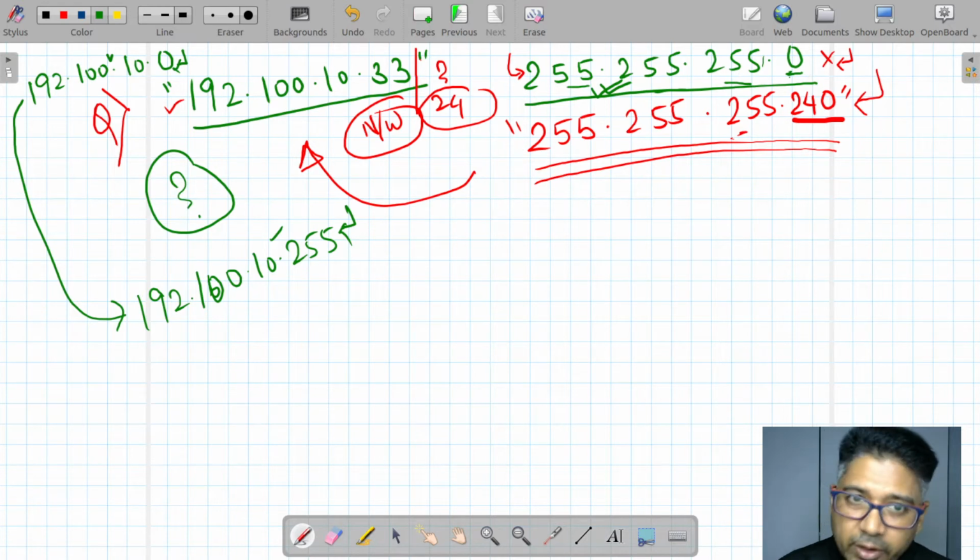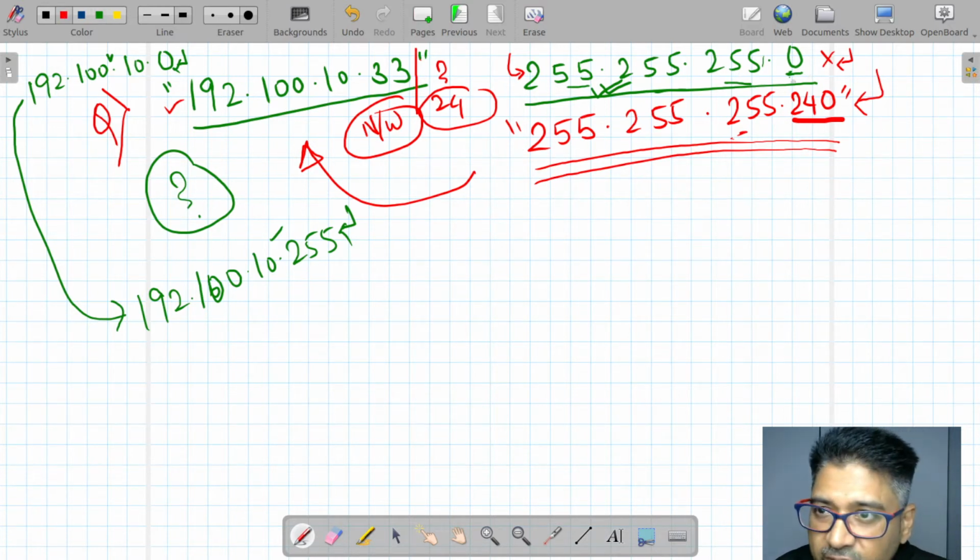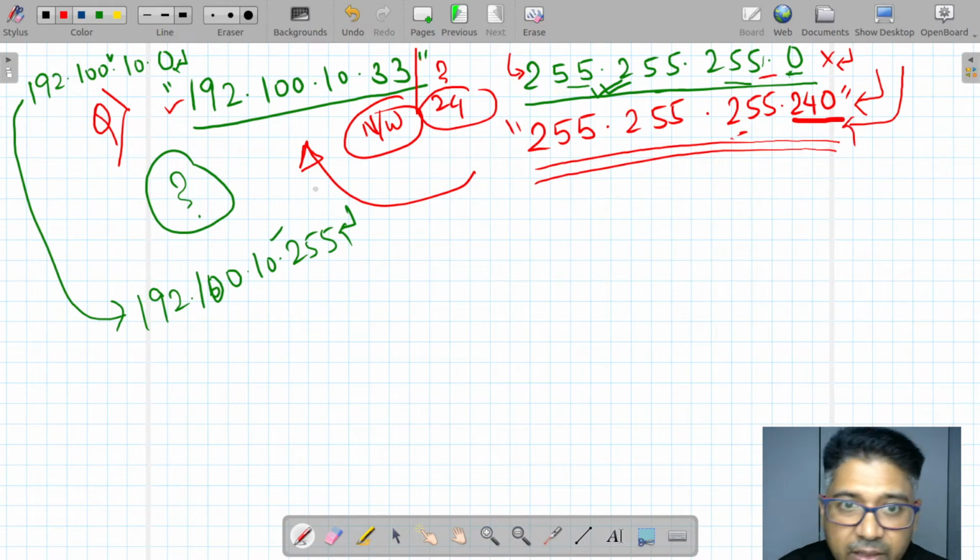Okay. Now the next question, they are saying, now this is not this subnet. This is not a default subnet. We have done the subnetting. Then what will be the new network of this? So first, if I do subnetting, we have to work out how many networks we are able to break this big network into.